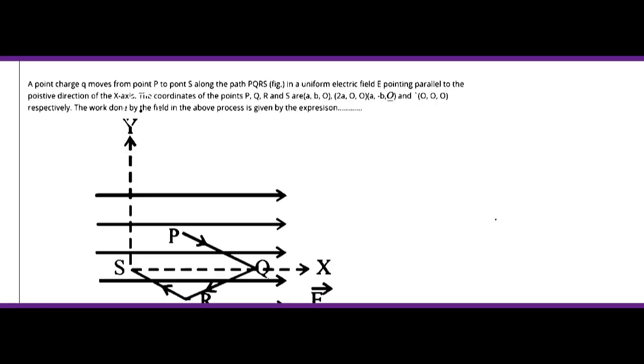A point charge Q moves from point P to point S along the path PQRS in a uniform electric field E pointing parallel to the positive direction of the x-axis. The coordinates of the points P, Q, R and S are (a, b, 0), (2a, 0, 0), (a, minus b, 0) and (0, 0, 0) respectively. The work done by the field in the above process is given by the expression.